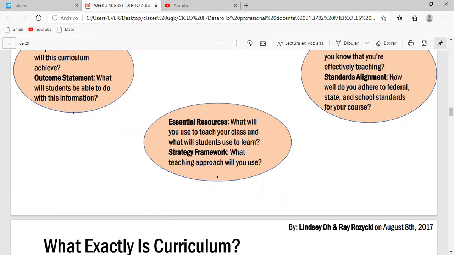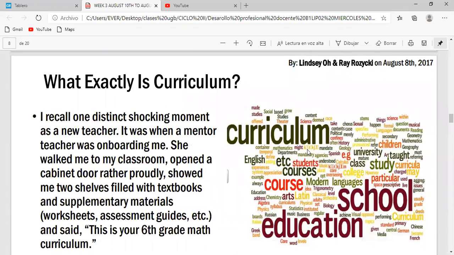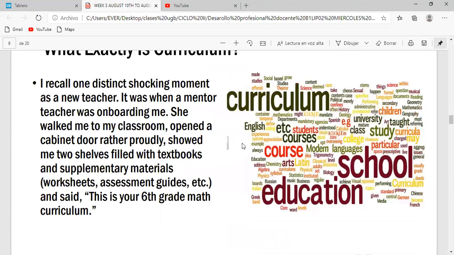Now, standards alignment. How well do you adhere to federal, state, or school standards for your course? Now, this has to do with legal stuff, and it has to do with local authorities. In our case, it's just the Minet. In the USA, they have a different educational system. But here in El Salvador, we have the Minet, which is the institution that rules everything in formal education, of course.